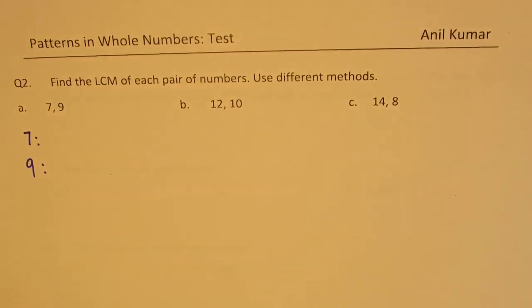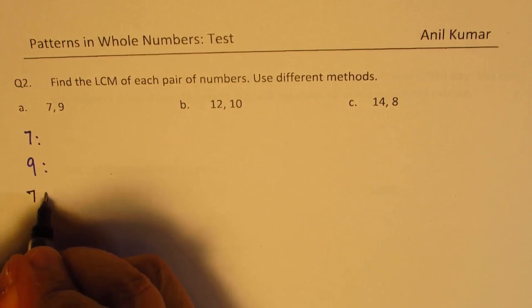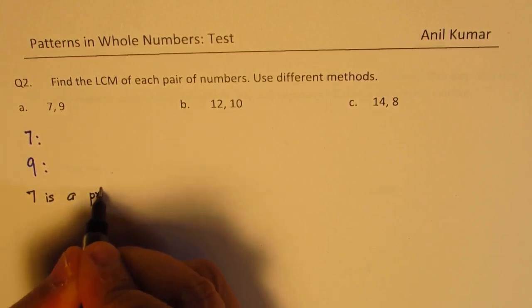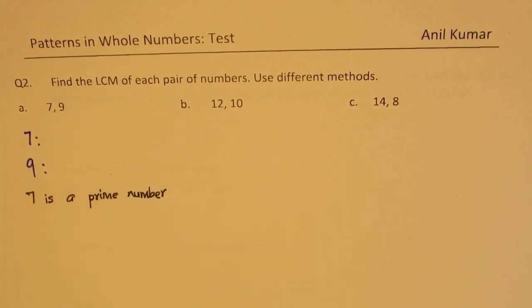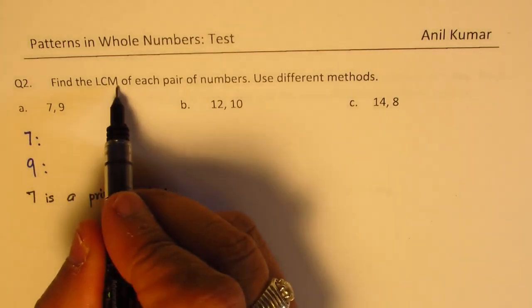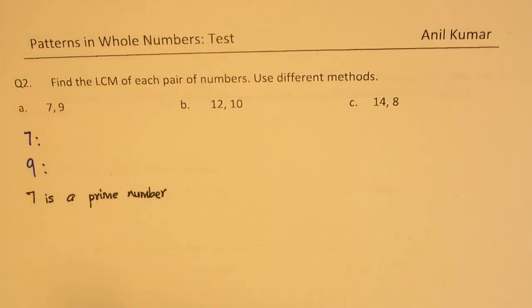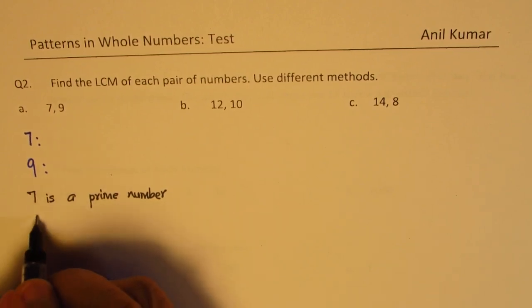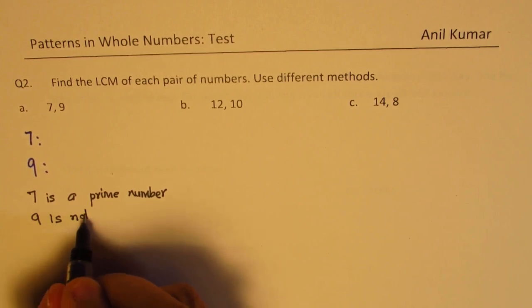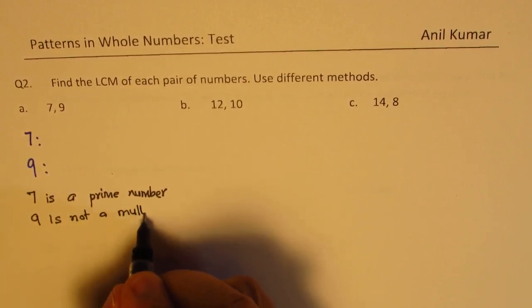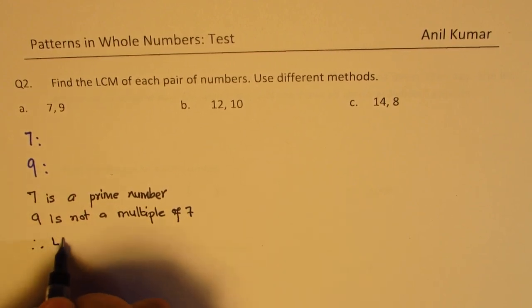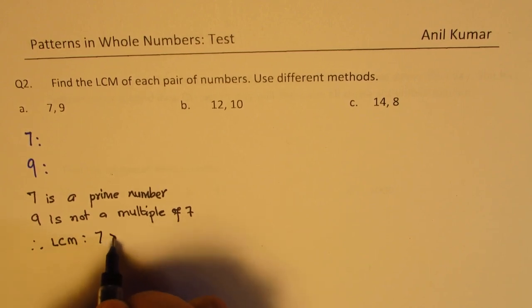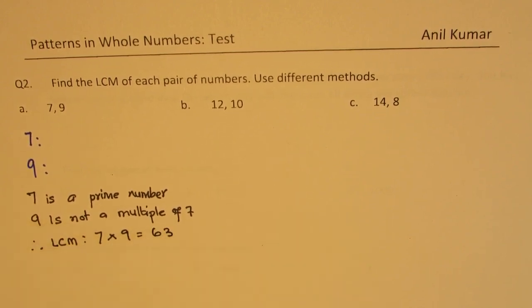What do you notice? Well, we know that 7 is a prime number. Since 7 is a prime number, the lowest common multiple will be the product of the two numbers given to you, especially when the other number is not a multiple. And we also notice that 9 is not a multiple of 7, and therefore the LCM in this case is 7 times 9, which is 63. Is that clear to you?